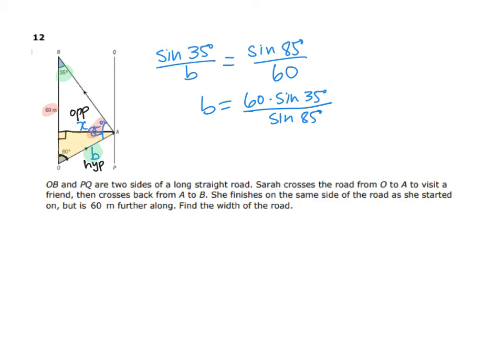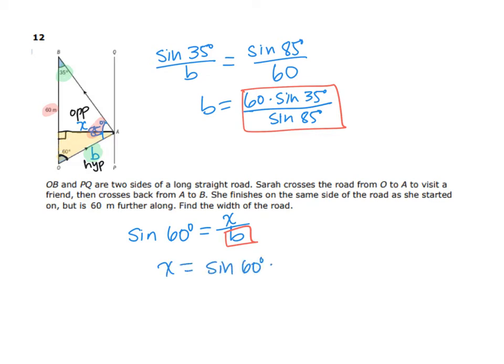Okay, so now to find x, I'm just going to write a trig ratio. I'm going to say the sine of that 60-degree angle is equal to the opposite over the hypotenuse, okay? Remember, B has a value. It's this, okay? So to find x, to find my width of the road, to find x, I would multiply both sides by b.